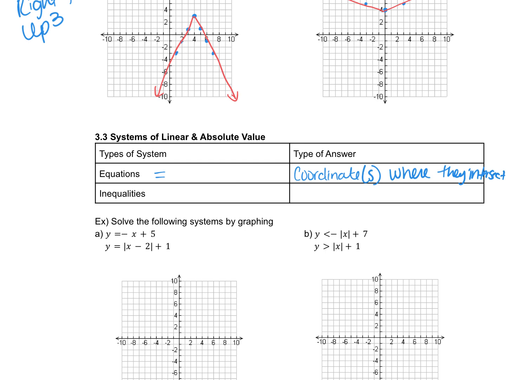Okay, so now if it's a system, you have 2 equations or more than 2 equations. Okay, so inequalities, this is when you have all of the crazy fun symbols. So the type of answer is going to be the shaded region. And there are always an infinite amount of answers.